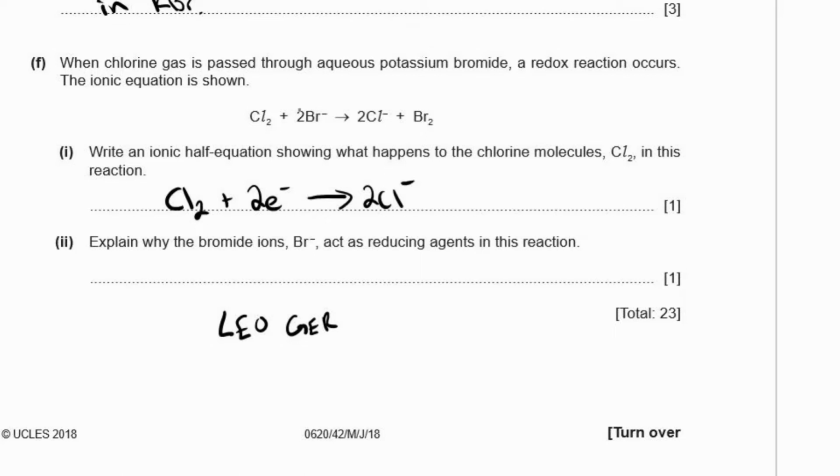Because bromide has lost the electrons, it's causing reduction in chlorine. It's basically giving its electrons to chlorine. It's a reducing agent. It's the agent of reduction. It's causing the reduction. So bromide ions are being oxidized, and because they are being oxidized, they are reducing agents. It can sometimes get a bit confusing, but that's just the way it works.